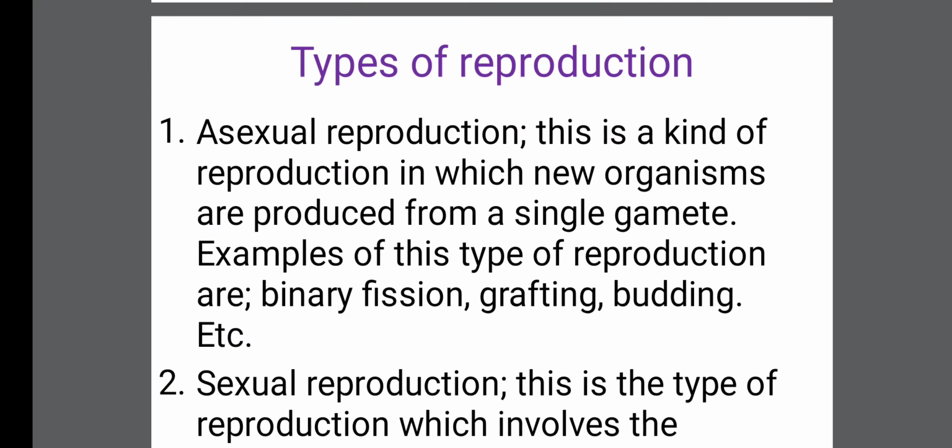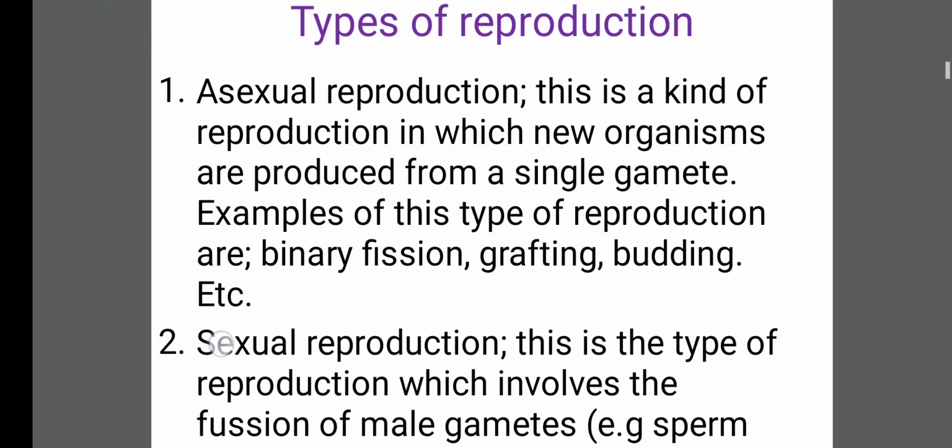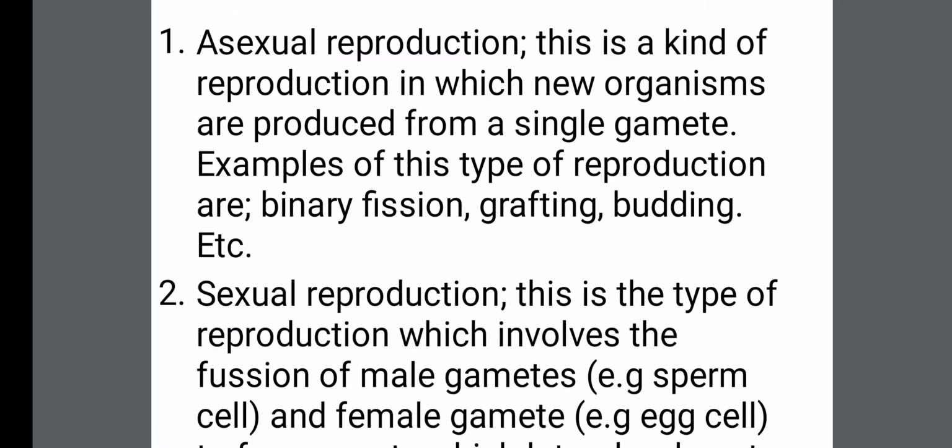Let's talk about types of reproduction. We have two main types of reproduction. We have the asexual reproduction and the sexual reproduction. Asexual reproduction is a kind of reproduction in which new organisms are produced from a single gamete. Organisms are produced from one gamete. As time goes on, I'm going to explain what gamete is. But just know that in asexual reproduction, organisms are produced from a single gamete.